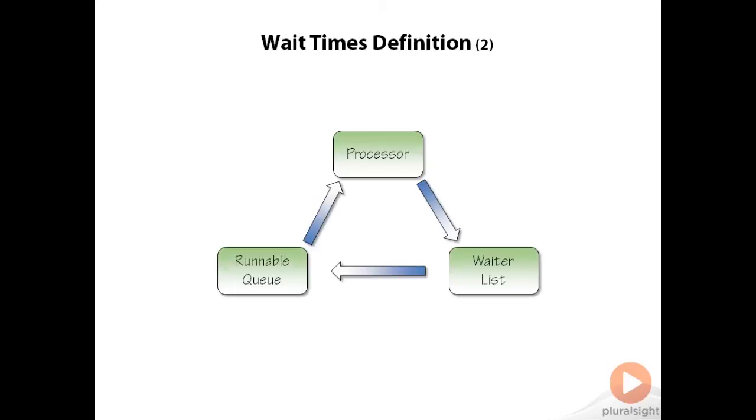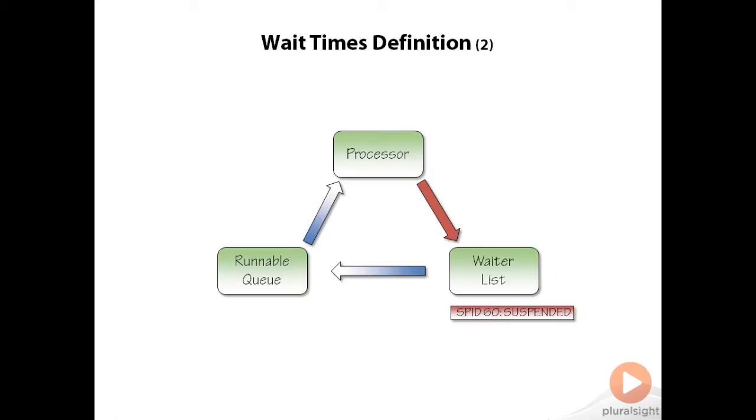Here's a graphical view of the various wait times and how they add up. So here's a scheduler, and we have a thread, SPID 60, that's running on the processor. At some point, it's going to hit a point in the code where it needs a resource, and it's going to have to wait for that resource. So its state changes from running to suspended. It goes onto the waiter list.